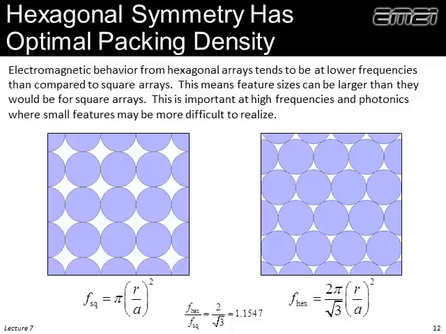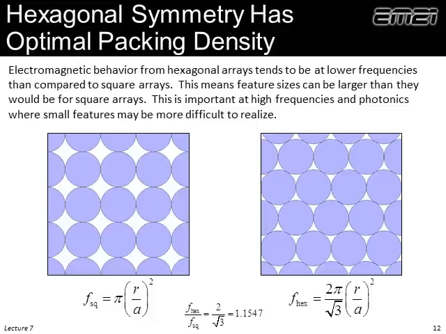I also want to take a moment to talk about, for planar arrays, the hexagonal symmetry and one big benefit of it. And actually, we'll talk about 2 big benefits. But one is that it has a very high packing density. If we look at the 2 lattices shown on this page, we see a square array of circles and a hexagonal array of circles. And they're the same size circle. But notice there's less empty space in the lattice on the right. It's a much higher fill fraction. If we go through the math here, it turns out it's about a 15% higher fill fraction.